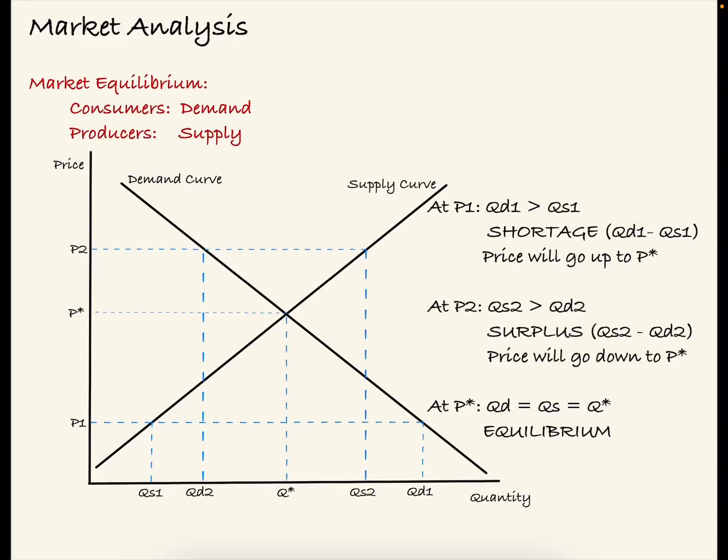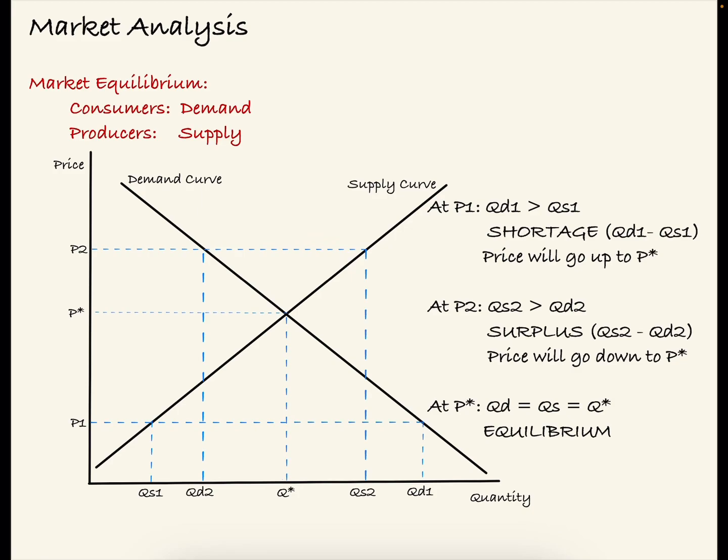Now let's take a look at market analysis. But today we're going to focus on market equilibrium. Remember that in a market, we have consumers who demand the goods and services, and producers who supply the goods and services. In the figure below, we can see the demand curve and supply curve for a market. Remember, we have price on the vertical axis and quantity on the horizontal axis.